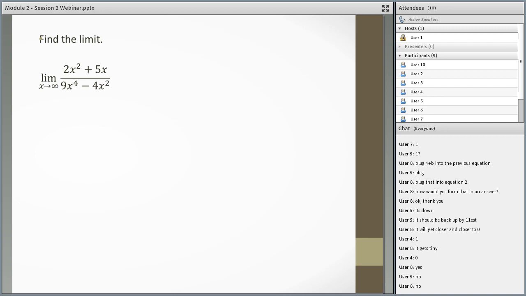So let's say we have the limit as x approaches infinity of 2x squared plus 5x over 9x to the 4th minus 4x squared. Again, we can't plug in infinity as we would a 5 or something similar, but we can do what we've been doing. And what do we think?